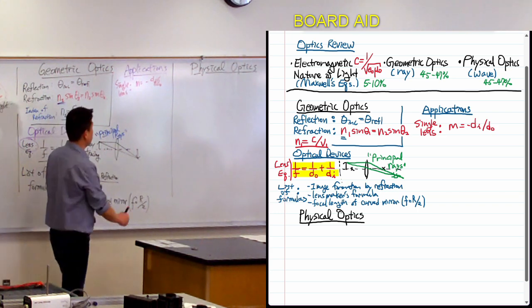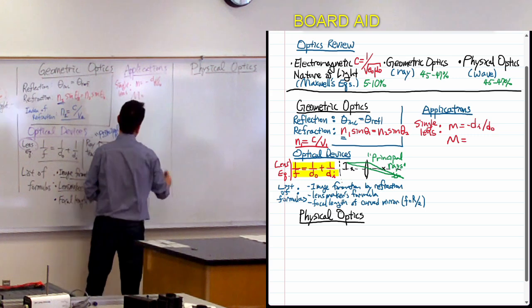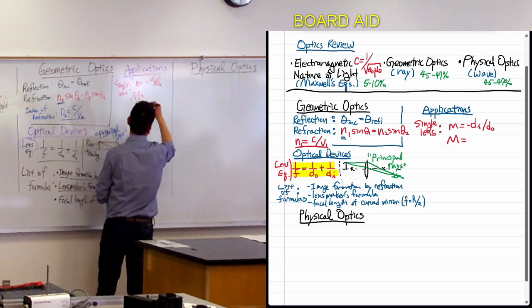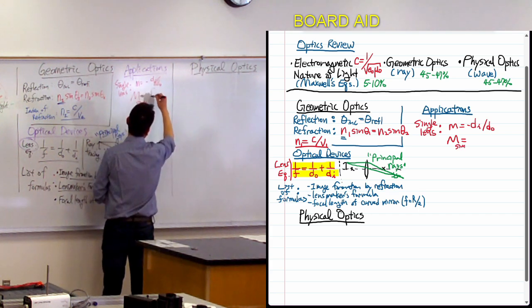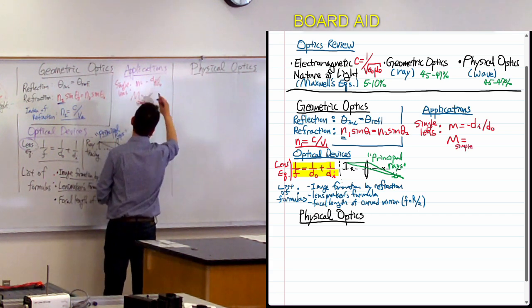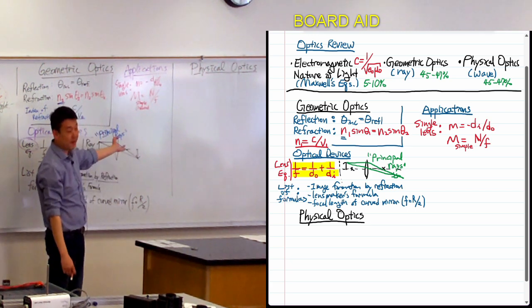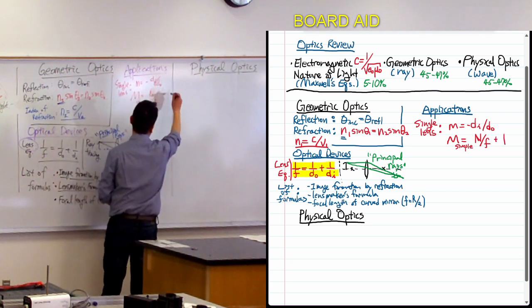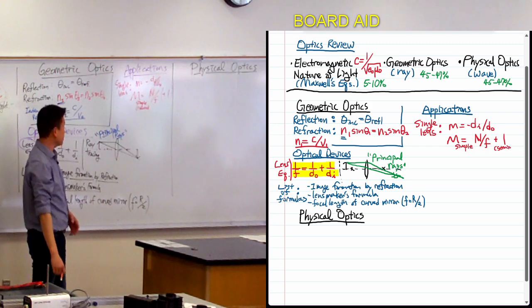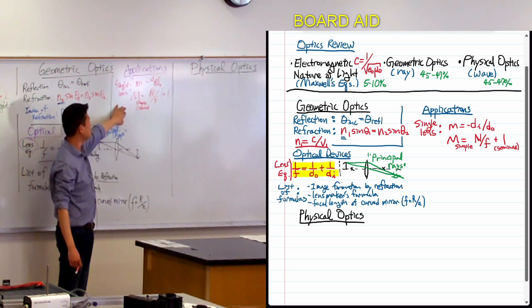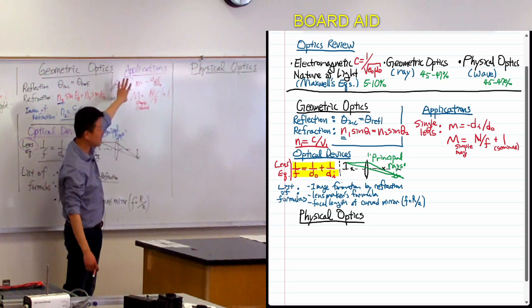With the angular magnification, capital M, it depends on the setup. If it's a simple magnifier, then the angular magnification is near point divided by focal length for a relaxed eye. And you can look up what it was for the strained eye. With the strained eye, it's actually that plus 1. Good. So that's the single lens application. So simple magnifier, it's a single lens.